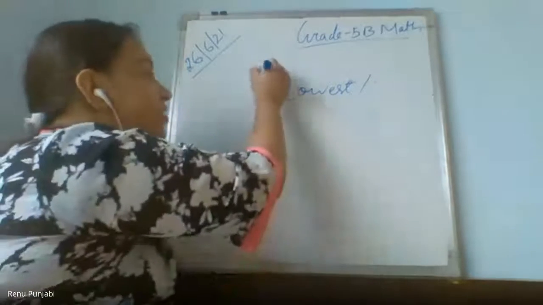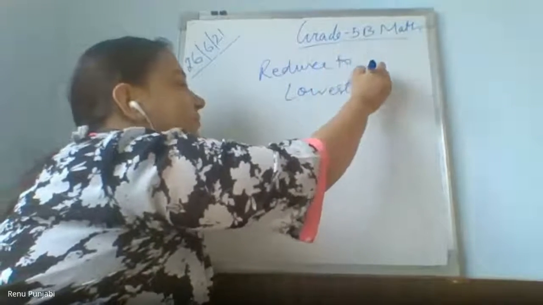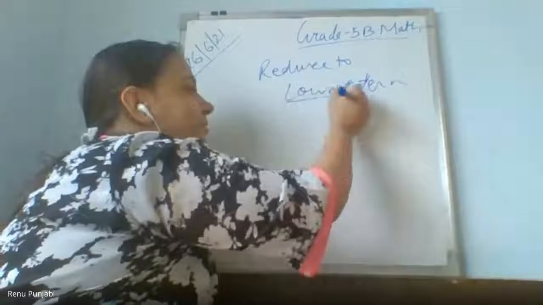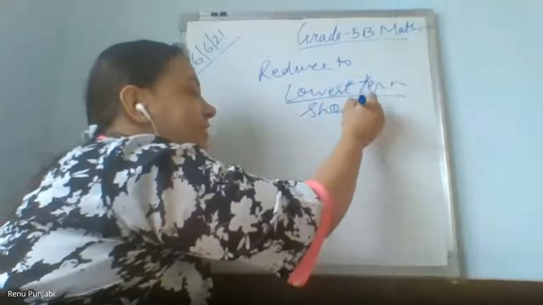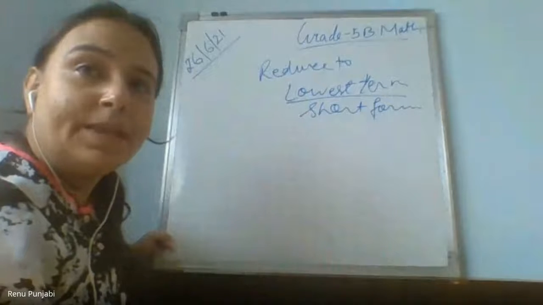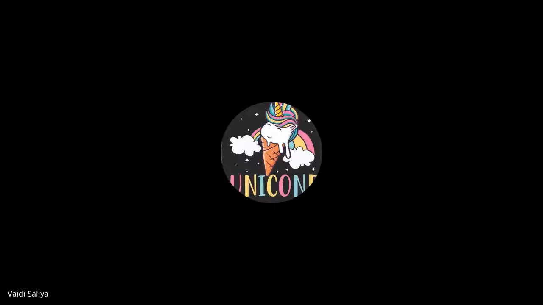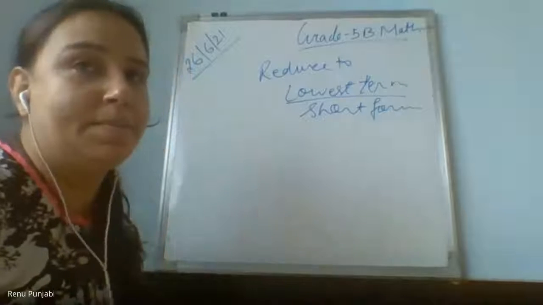So when I say reduce to the lowest, if a question comes to you, reduce to lowest term, don't get confused. Lowest term means the short form of that fraction. Got it, everyone? Yes, ma'am. Now, this is the method applicable when the numerator and denominator are small numbers.